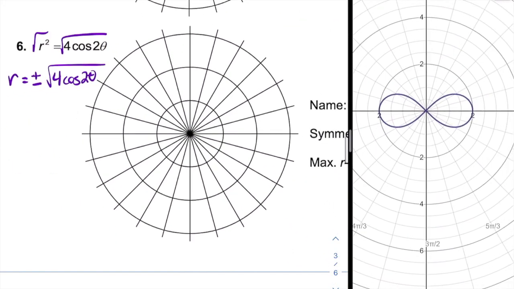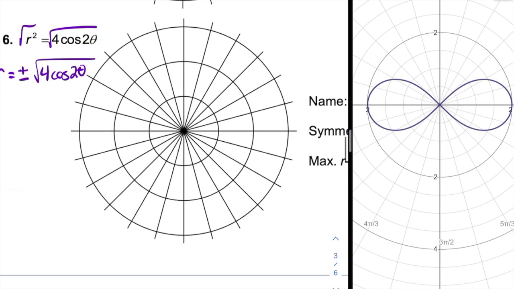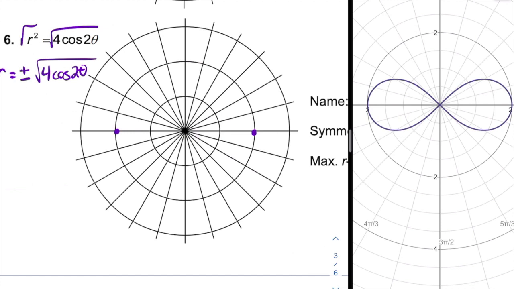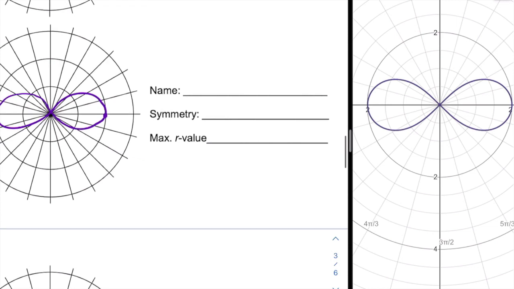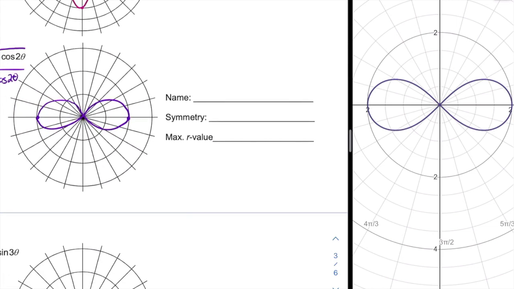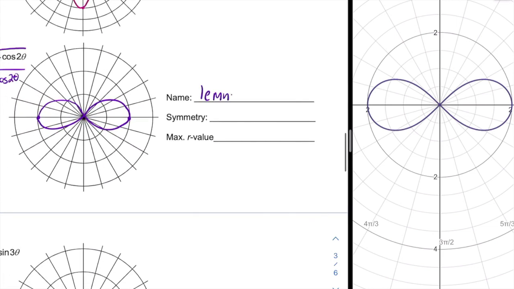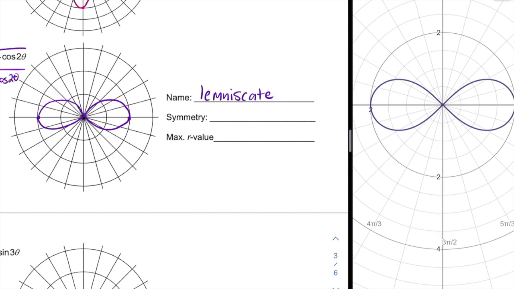So this one, again, has a maximum radius of 2. We go out to the second circle, and then we form this little infinity loop. So it looks like it crosses through. Do our best to sort of approximate something like this. All right, so this is our graph of the lemniscate, and here is how you pronounce this: lemniscate, lemniscate. And this has a lot of symmetry as well.